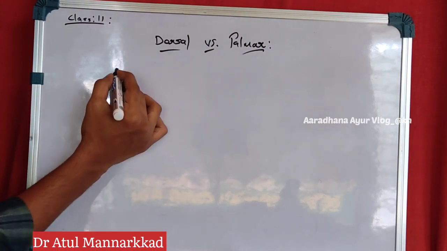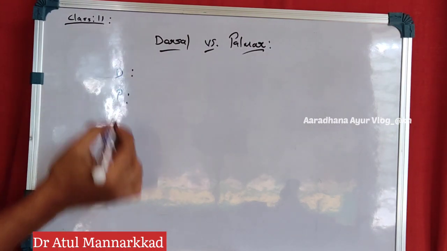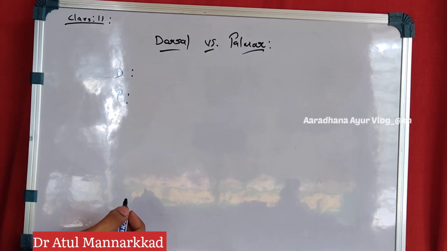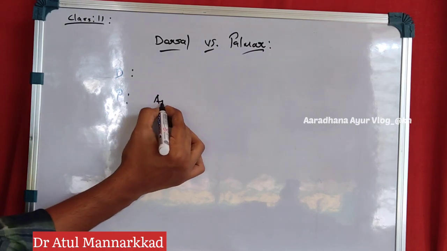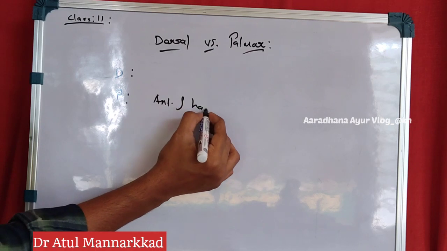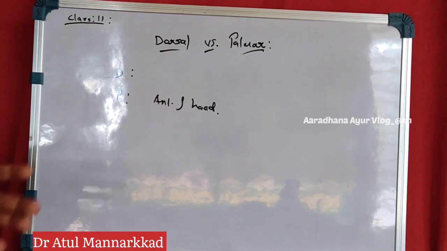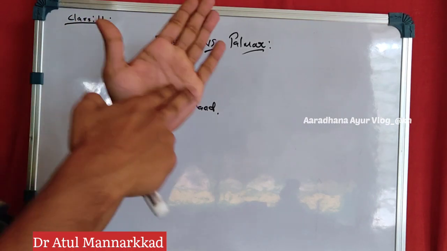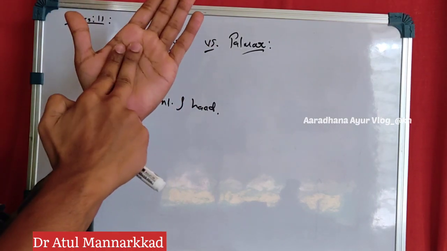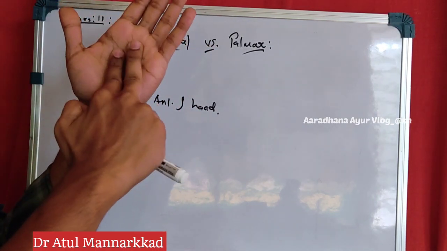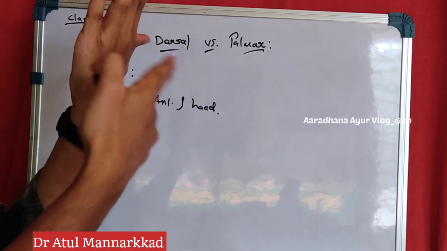So what is dorsal and what is palmar? Palmar is the anterior aspect of the hand. When we speak regarding this one, this is the palmar surface, and the dorsal surface is the back side.